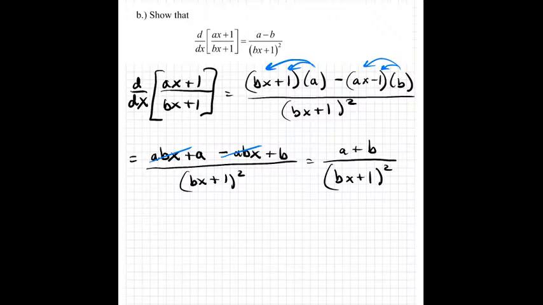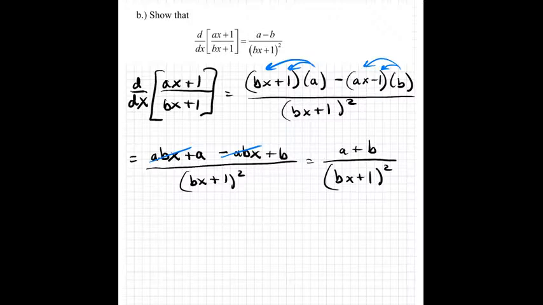Let me see. Bottom, let me back up. Bottom times the derivative of the top minus the top times the derivative of the bottom over the bottom squared.